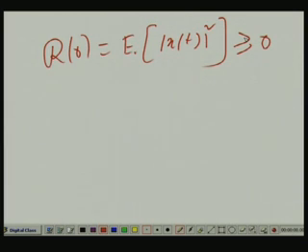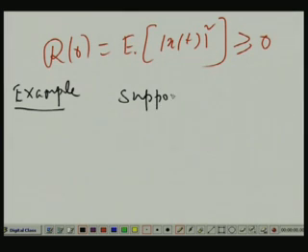Just to give an example, suppose x of t is a WSS process.